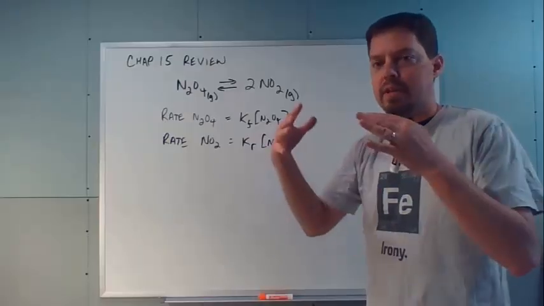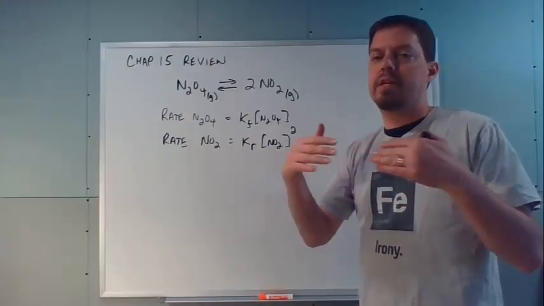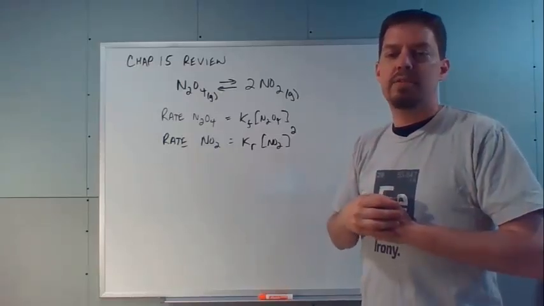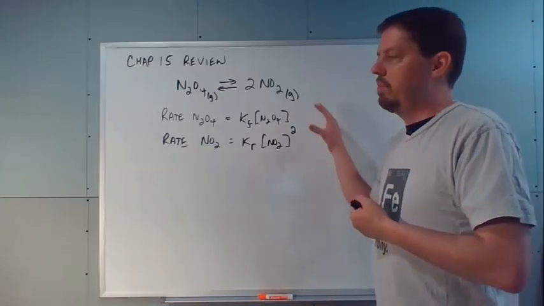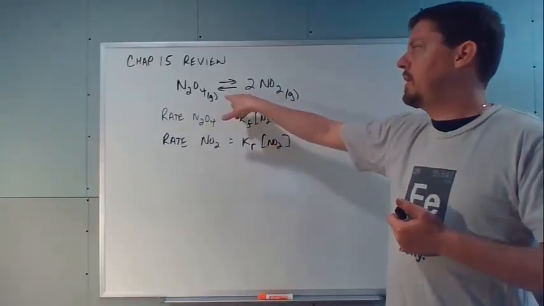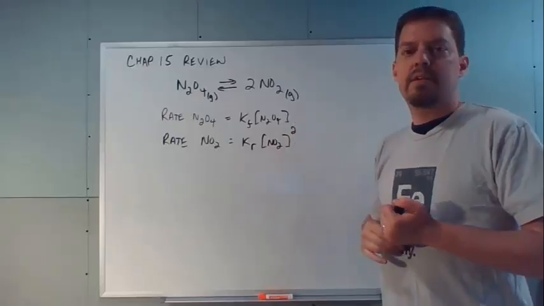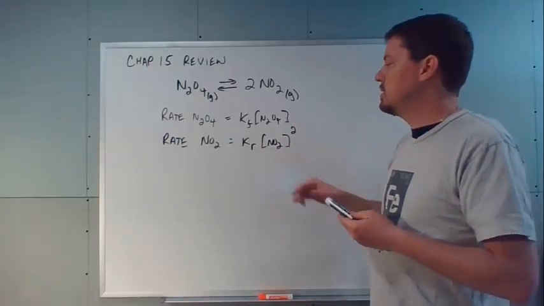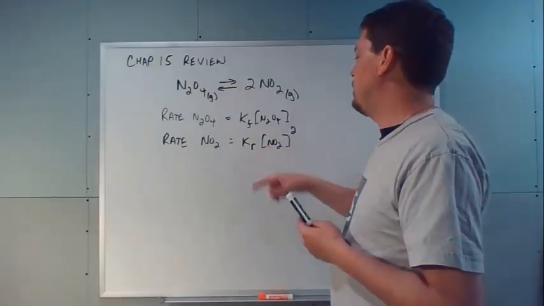Obviously, in real life, you have to figure out what the real forward rate law is, the real reverse rate law is, and plug those numbers in with the correct superscript values. But when we're dealing with equilibrium in this course, we're going with elementary reactions, meaning that the coefficients match the superscripts or the exponents in the rate laws. All right, so we have a K forward, K reverse.